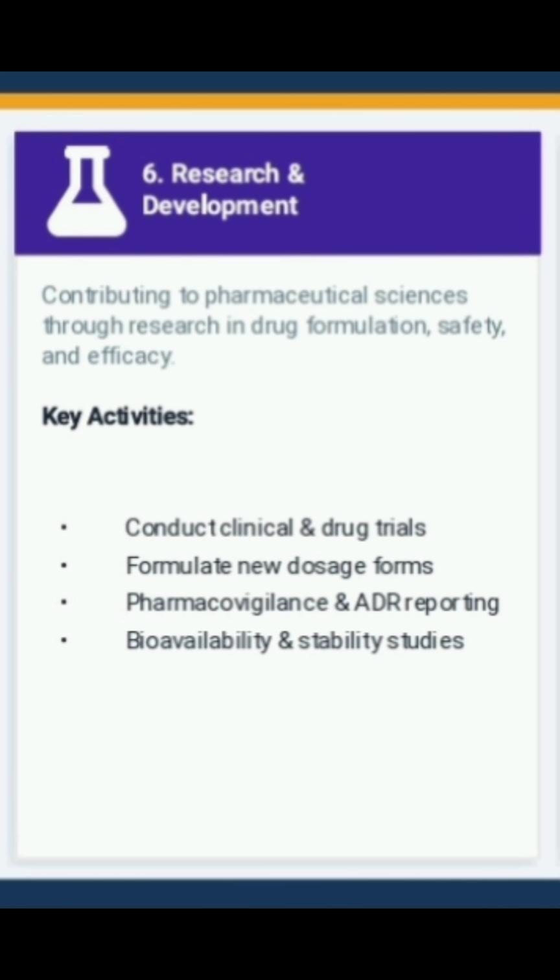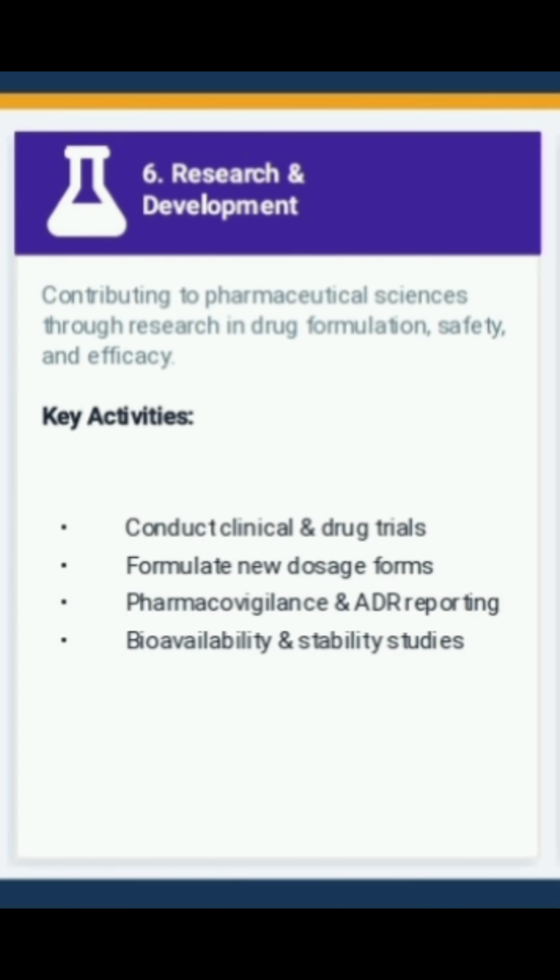Next is research and development, contributing to pharmaceutical services through research in drug formulation, drug safety and drug efficacy. Three important topics: drug formulation, how can you formulate the drug? Drug formulation is important. Then drug safety, you can prepare drugs safely, in hygienic conditions, for the patient. And efficacy, obviously there is a proper dose in a formulation for a drug that can give a proper or sustained therapeutic effectiveness. In this type of research and development, you can conduct clinical trials, and you can formulate a new dosage form. If the previous dosage form is not working properly, then you can formulate the new dosage form.